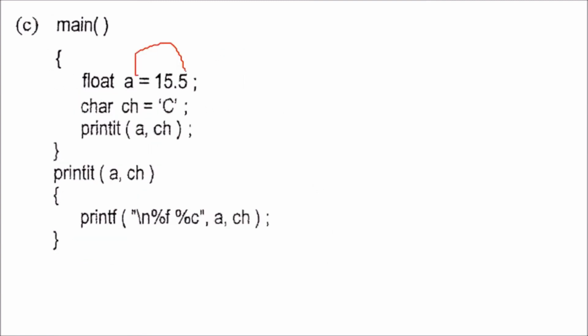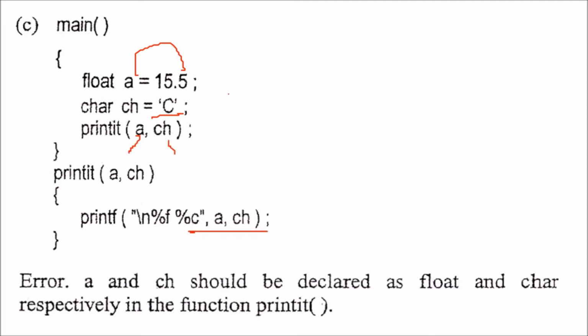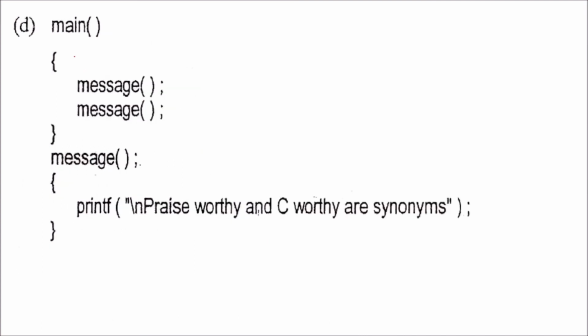Next, A is 15.5, character is 6, you are passing 15.5 and C here. Now you are trying to print this A and CH. So what will be printed? Now the thing is, A and CH are not being given any data type here. Whenever you are writing a function definition, you need to give the type here. This is the situation.